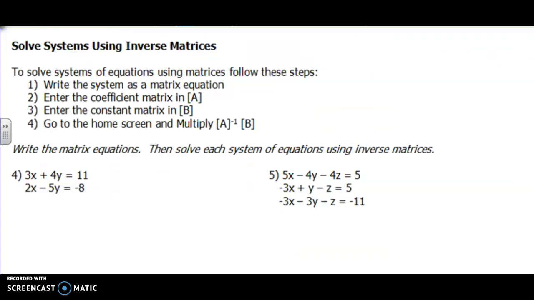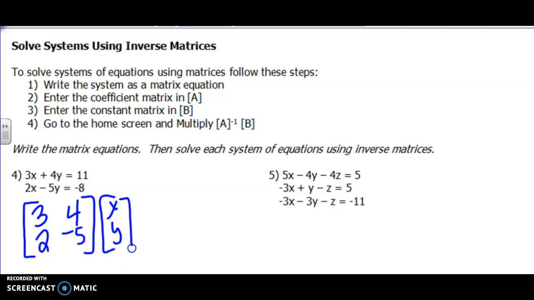All right, so to show you how to solve for them, we're going to set these up again. So really quickly, let's just set it up. We know it's going to go 3, then 4, because that's my x, then y. My x number is 2, my y number is -5. Then we're going to set up my variable matrix as x, y, and my answer matrix is 11, -8.